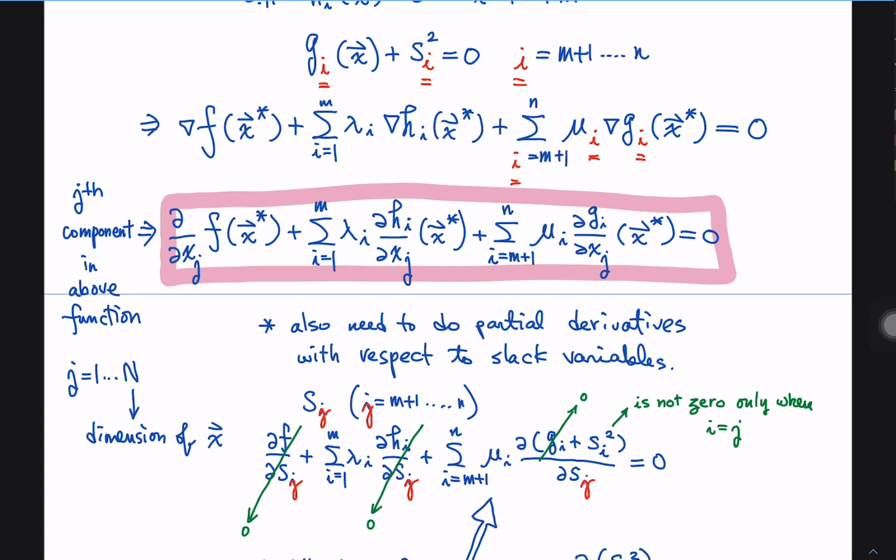And in this particular equation, earlier we took the derivative with respect to all the x, but we forgot to take derivatives with respect to our slack variables. So this equation has to be done repeatedly, but this time with respect to the j slack variables.